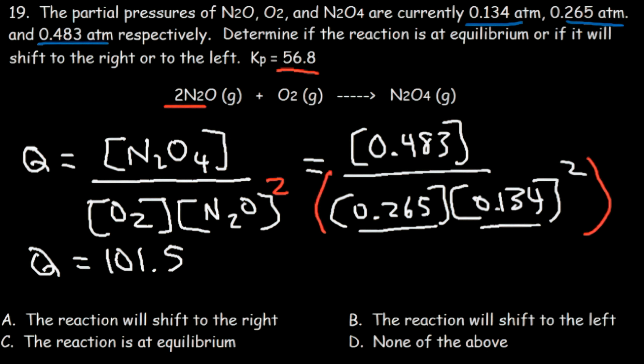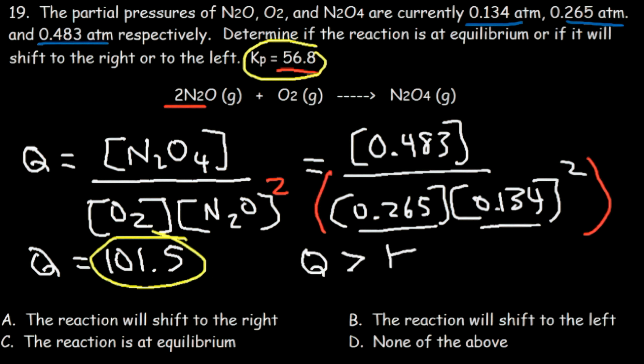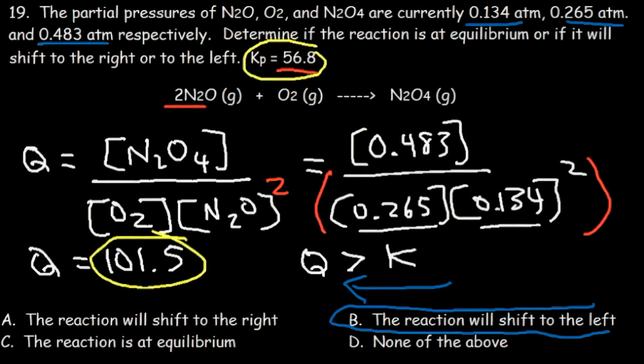So now that we have Q, we need to compare it to K. K is equal to 56.8 and Q is 101.5. So we can say that Q is greater than K. And because Q is greater than K, we know that it's going to shift to the left. So the correct answer for this problem is answer choice B. The reaction will shift to the left.